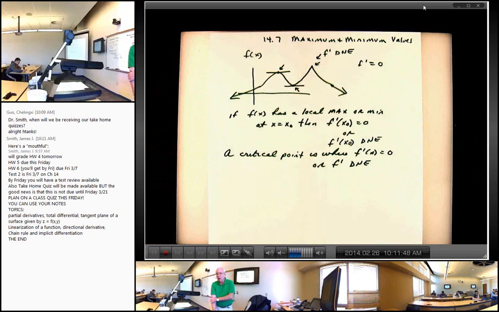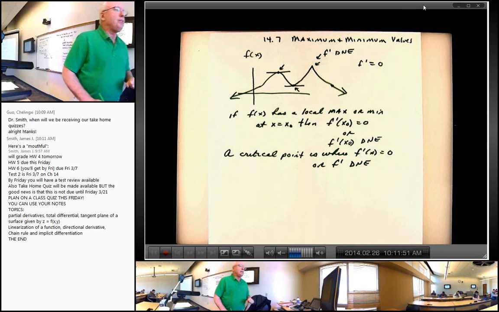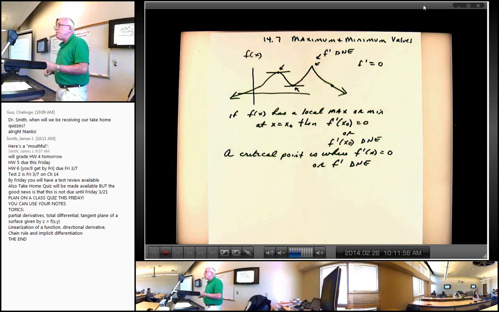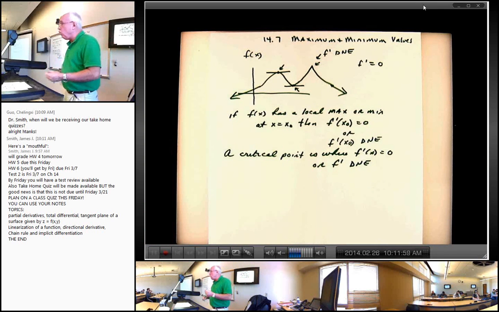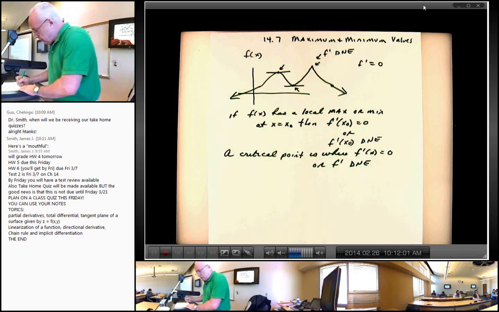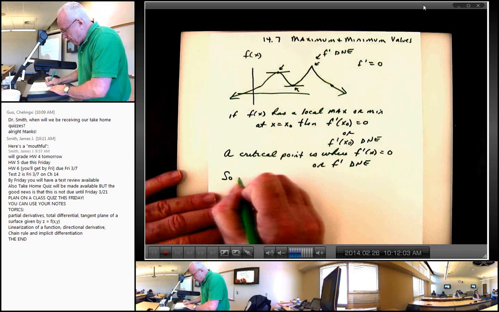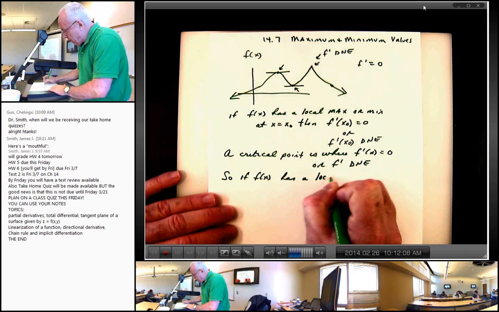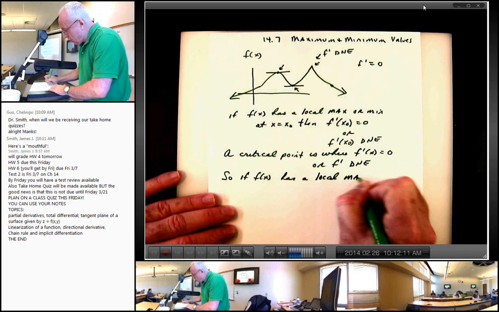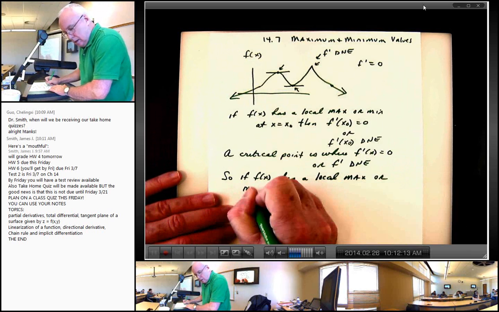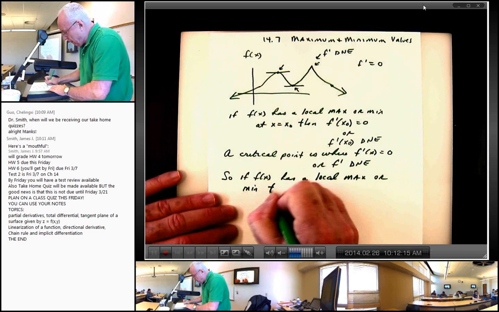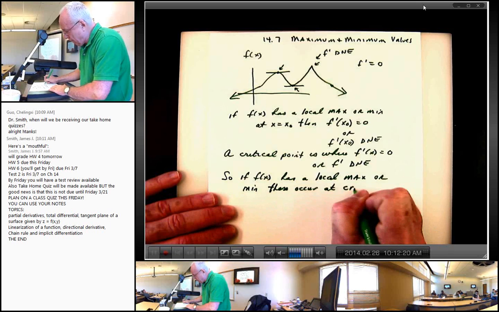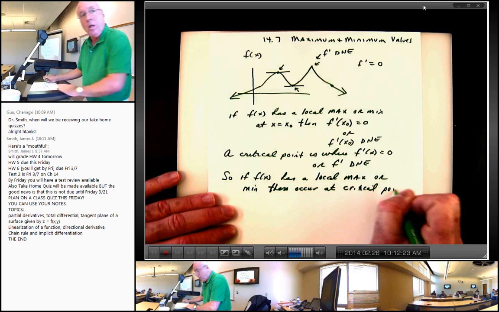Okay. So I can put those last two sentences together and say that if a function has a local maximum or minimum, then it will occur at a critical point. So if f of x has a local max or min, these occur at what are defined as critical points. Okay.